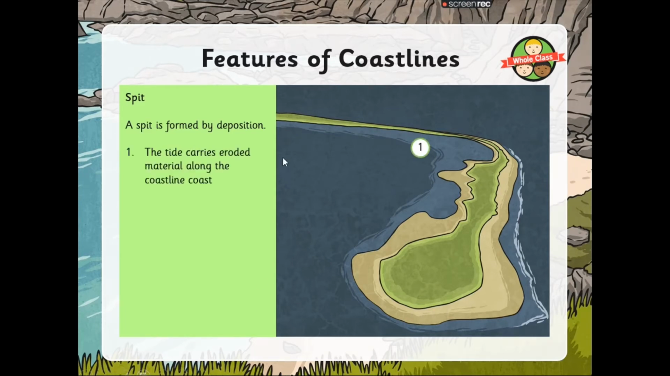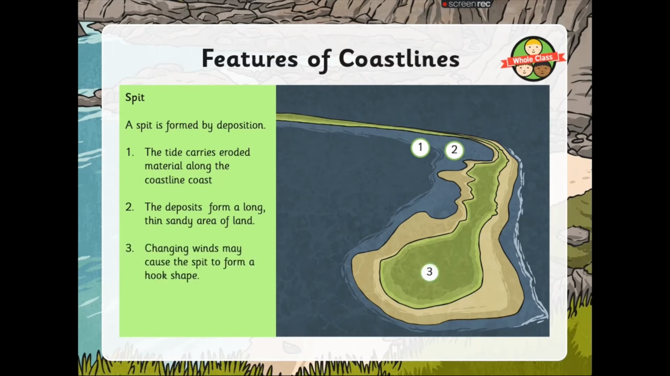What happens? The tide carries eroded material, those small fragments of rock, along the coastline. It then deposits that material onto the side. So these deposits form a long, thin area. The tides eat away at the rock, the small pieces of rock are then transported along here, and they're left, causing more land to be formed. Okay. Now, changing winds may cause this spit to form a hook shape. Okay, as it blows it across, more of a hook like that.